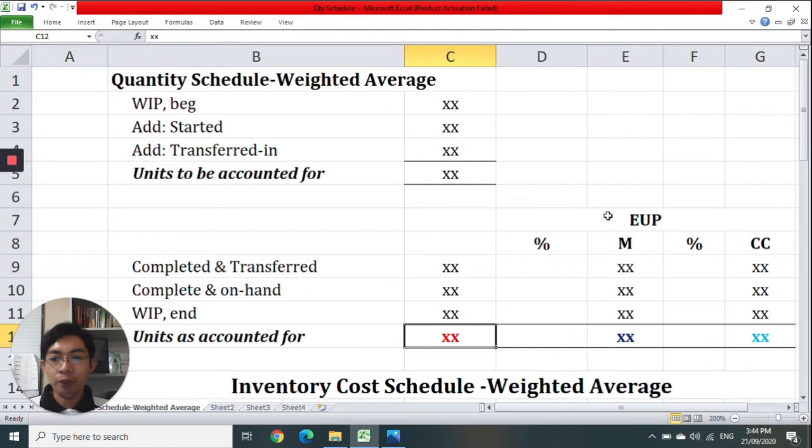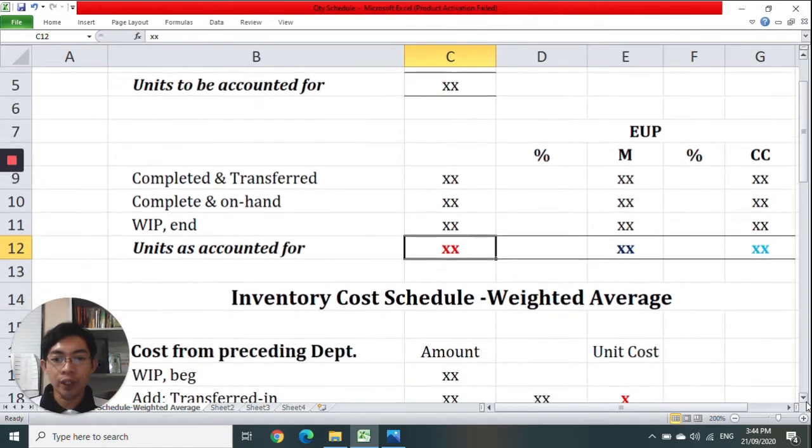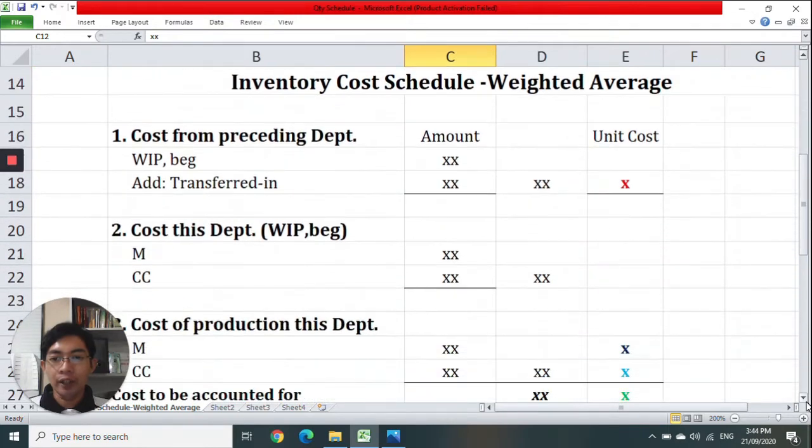And then we compute for the equivalent units of production for the completed and transferred, completed and on hand, and WIP ending. Remember, completed and transferred and completed and on hand are always 100%. While for the WIP ending, we follow the percentage of completion given in the problem. And then add all of them to get your equivalent units of production for materials and equivalent units of production for conversion costs.